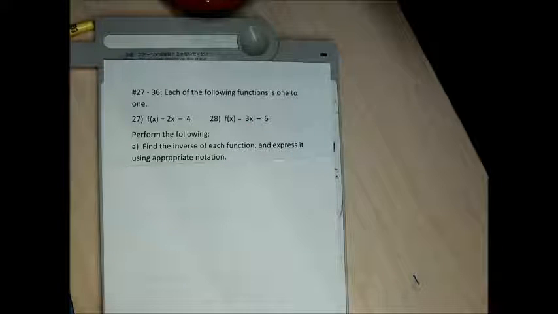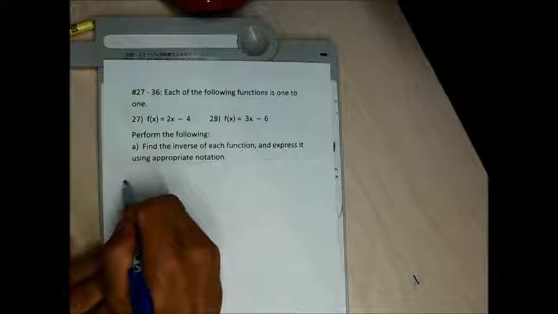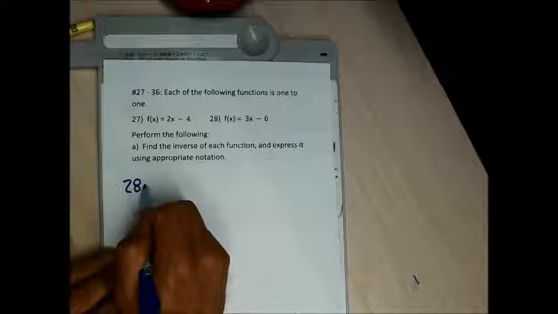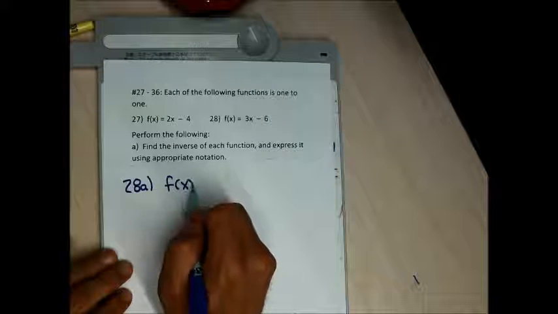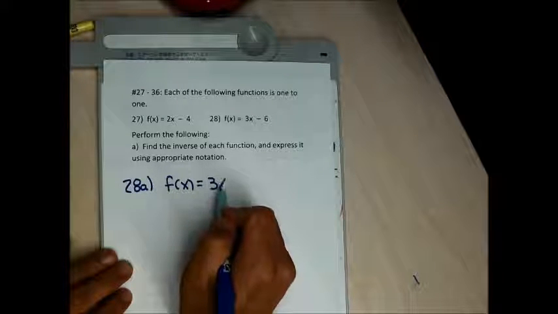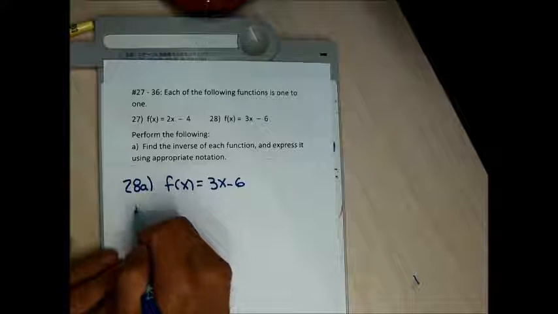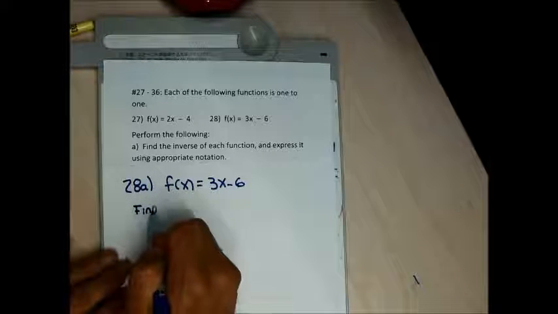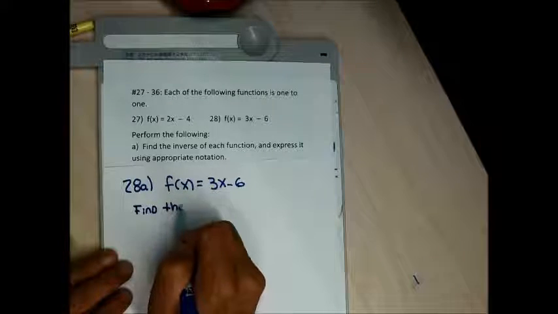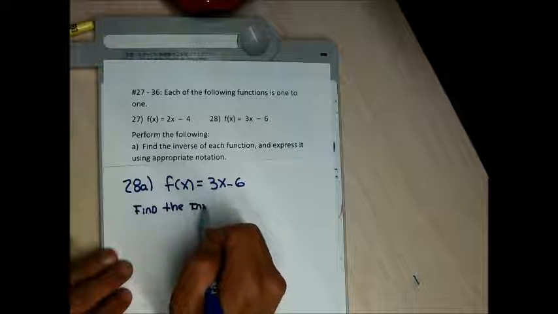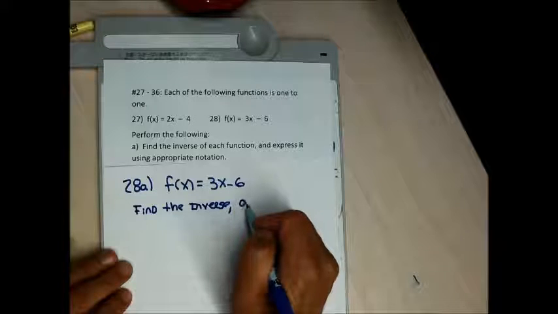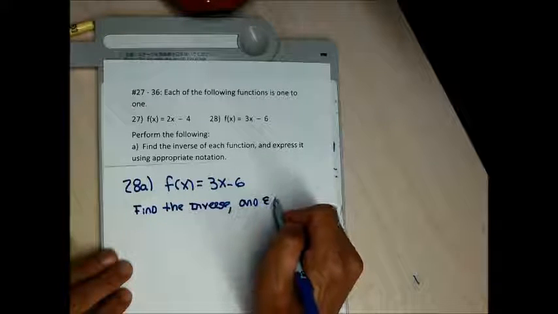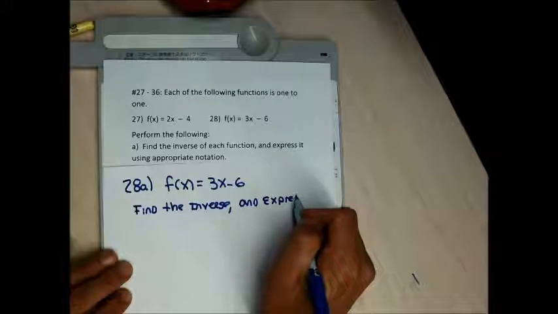So for problem 28a, the function that's given is f of x equals 3x minus 6. And what I need to do is find the inverse and express it using inverse notation.